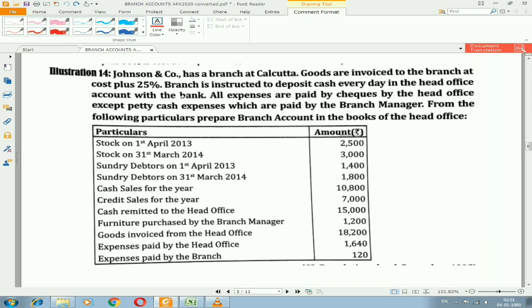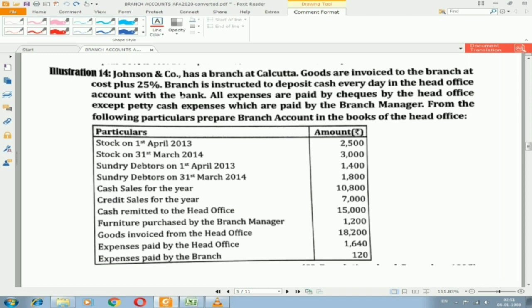Johnson and Company has a branch at Calcutta. Goods are invoiced at the branch at cost plus 25%. So here you can see Johnson and Company has a branch in Calcutta. They are sending goods at invoice price method at a cost plus 25%. They are sending the goods at profit on cost.